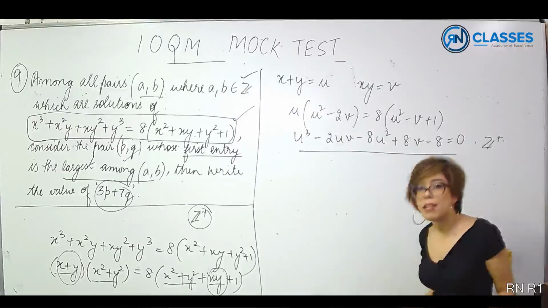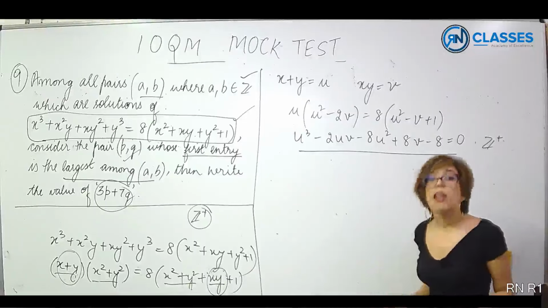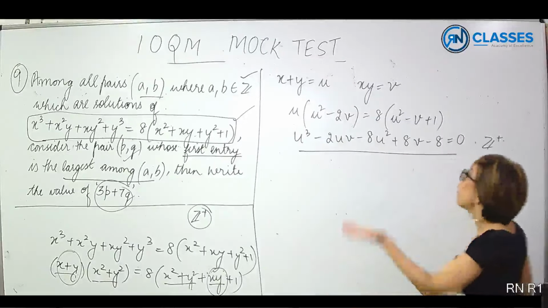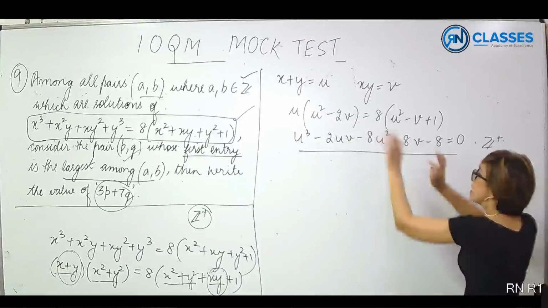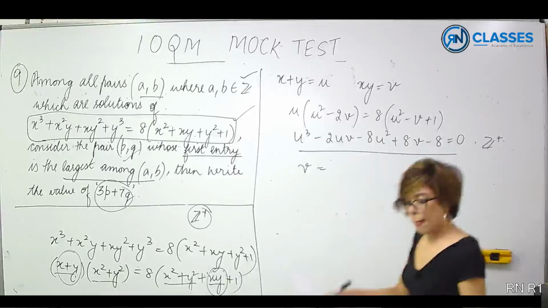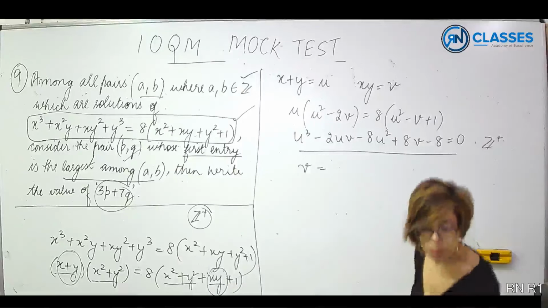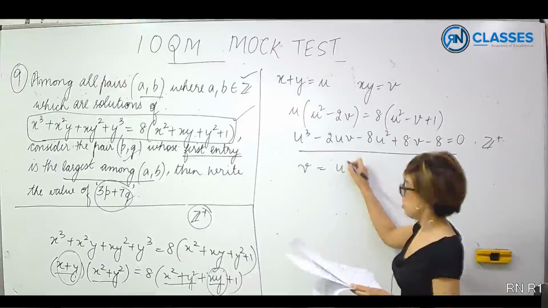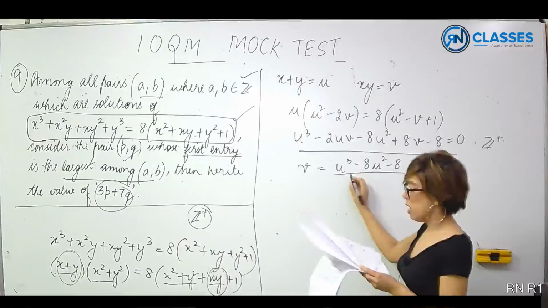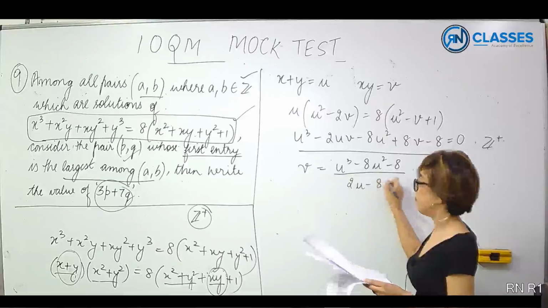What is easier to isolate over here? V. If I want u to be an integer, I want v to be an integer. So let me try to isolate v. V I can easily isolate. It turns out that v is u cube minus 8u square minus 8 whole divided by 2u minus 8.